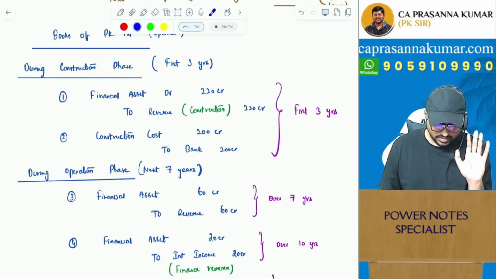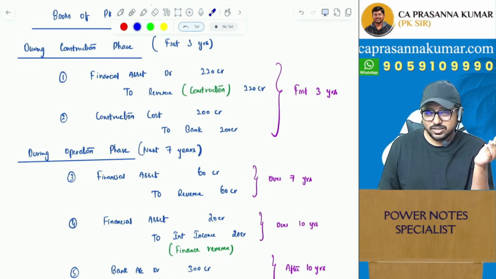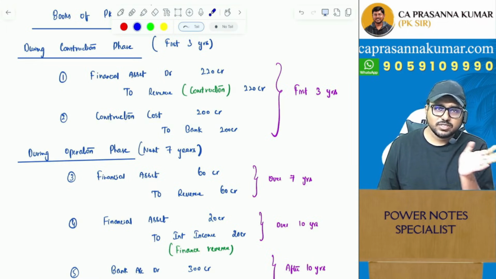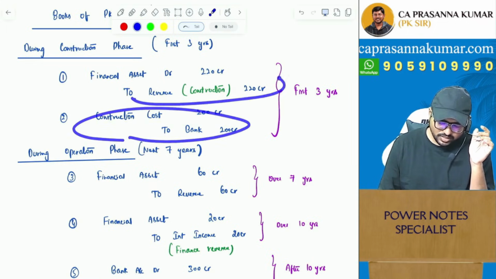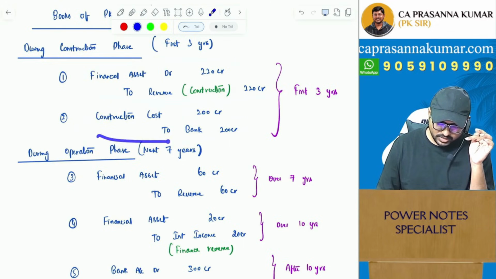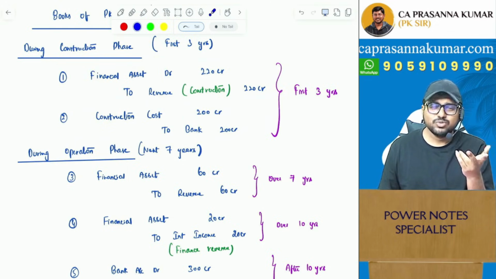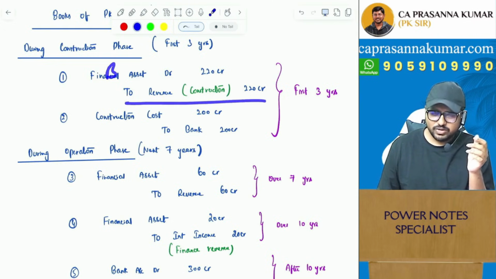Clear? Fantastic. Next, of course, you have incurred cost, so debit the expenditure, and when you have incurred the expenditure, obviously money will go out from the bank, therefore to bank. So there are two entries. One is recognition of revenue, the other one is expenditure recognition. Two things only, Nana. Revenue recognition means usually what we'll do: bank account debit to revenue. That's what we will do.